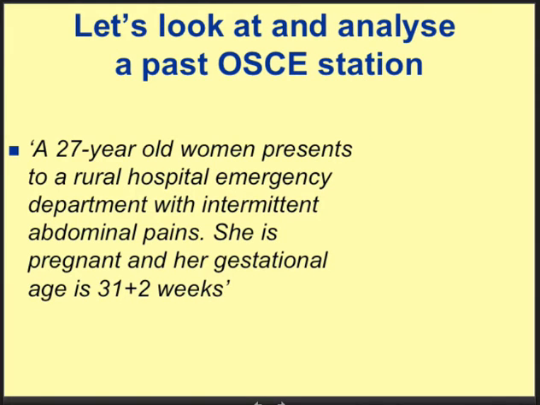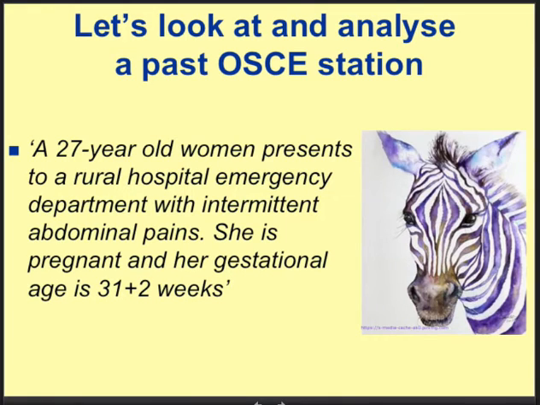A 27-year-old woman presents to a rural hospital emergency department with intermittent abdominal pains. She is pregnant and her gestational age is 31 plus 2 days, 31 weeks and 2 days. So, how does that sound? What is your initial impression? Yes, probably your initial impression is right.